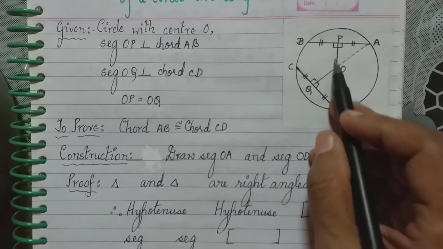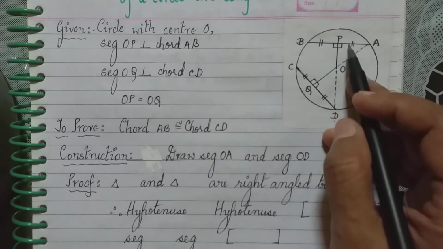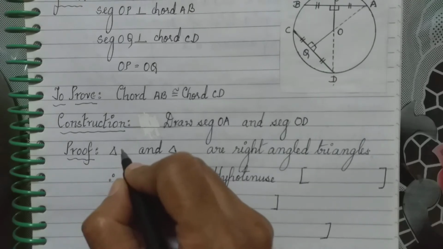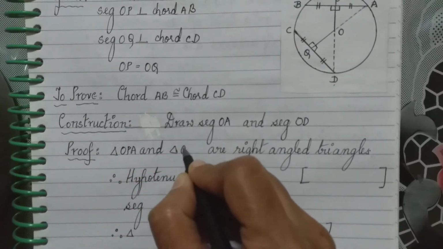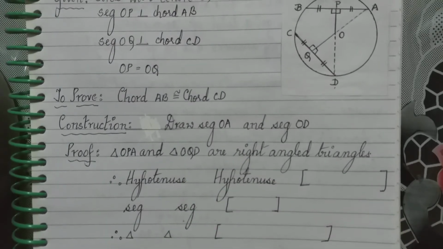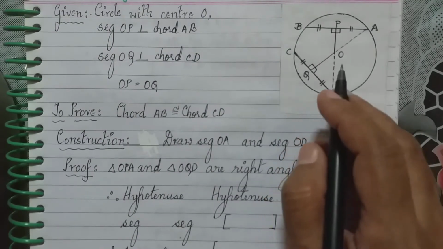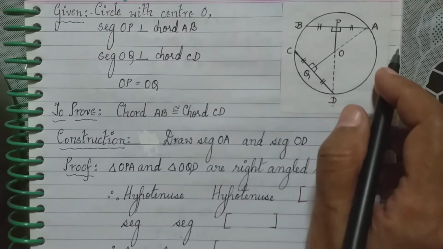Okay, so we see that these two triangles are already right angle triangles. So I name them: triangle OPA and triangle OQD are right angled triangles. They have one angle as a right angle in each of these triangles. Therefore, they are right angle triangles.